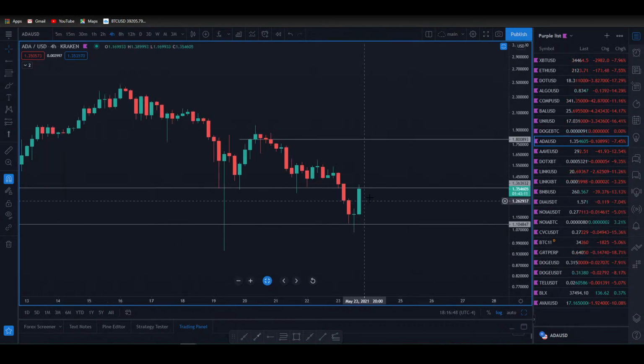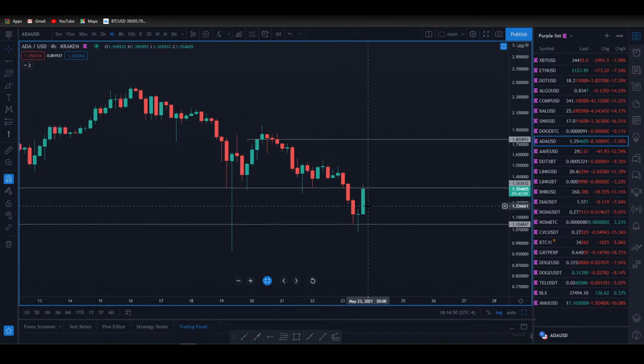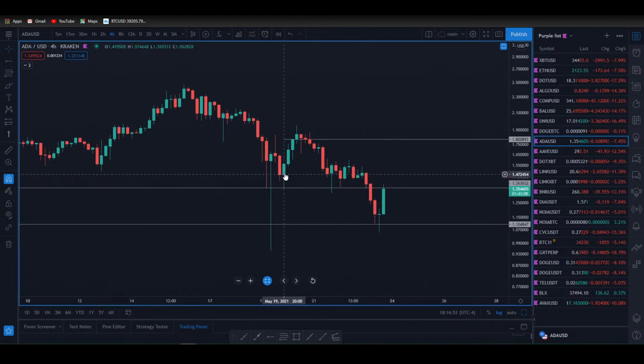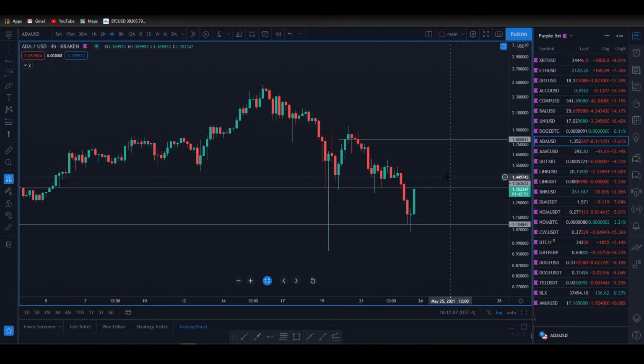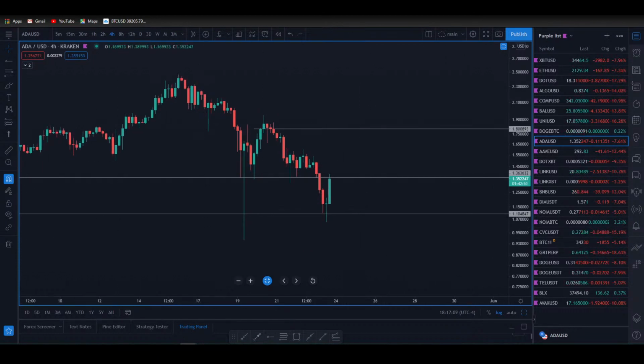It's not bad coming off that low, but look what you did over here. You put in 4 green 4-hour candles before you rolled back over. So hopefully this is done for a while. Hopefully it trades sideways for a while, and then allows buyers a chance to get back in the market. But it is what it is.